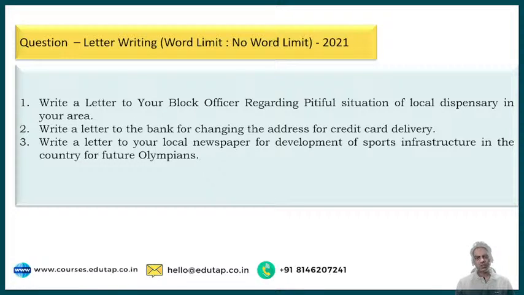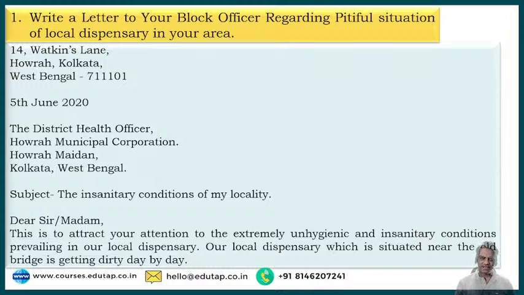So you're writing to a local newspaper for development of sports infrastructure. This was again a request letter, but all the three were formal, right? So I hope you would understand what scenarios you would choose and how you would create them. But let me show you some examples of the same.